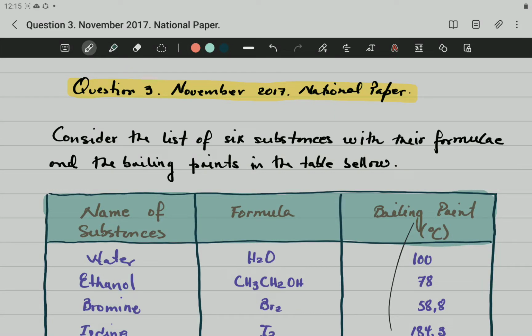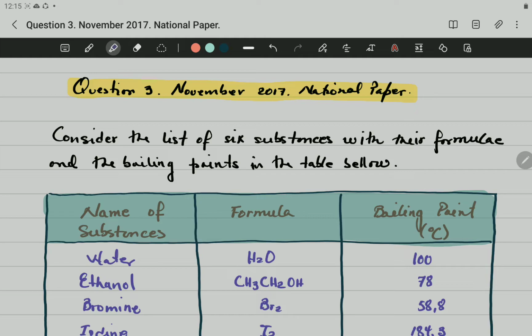We're going to be making another video relating to intermolecular forces, and this is basically for grade 11, but it's also applicable for grade 12. This was a national question paper done in 2017, and it is question 3. So let's go through the question. It may be a little bit tricky.